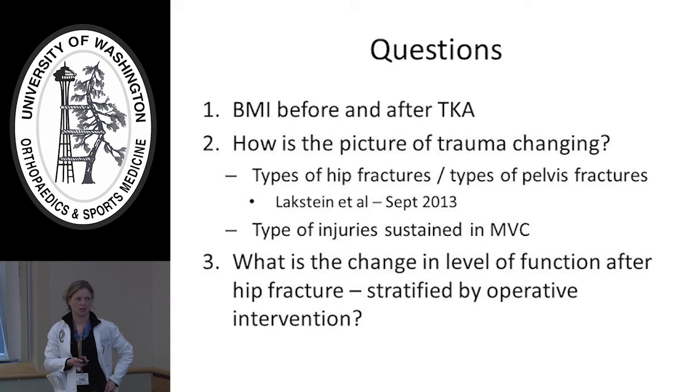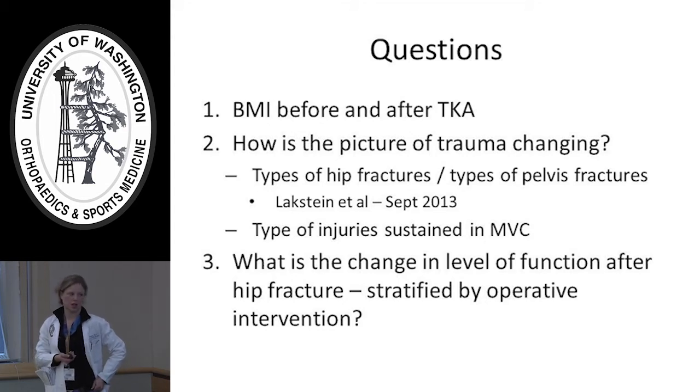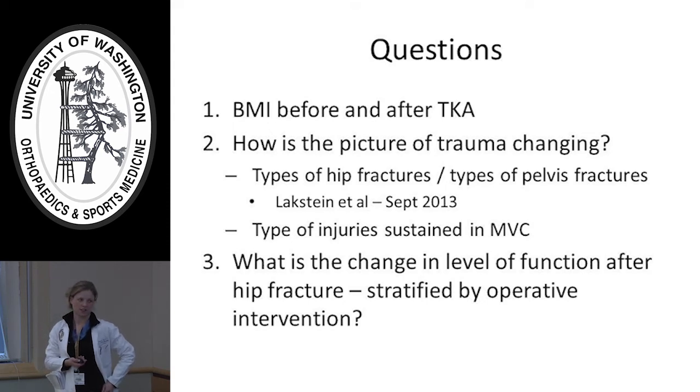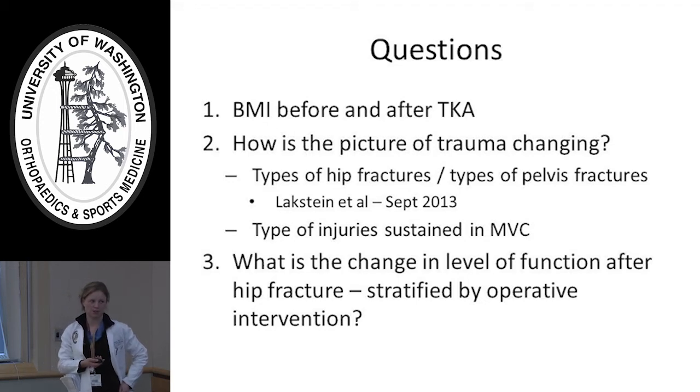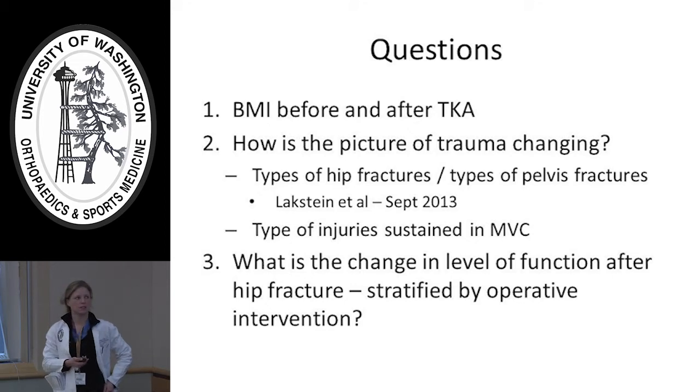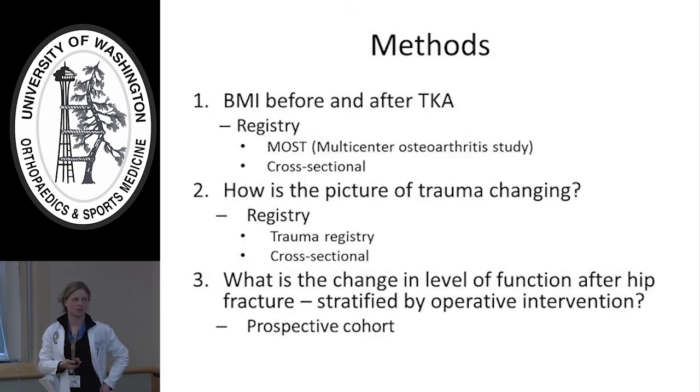I'm sort of thinking about looking at hip fractures and the way that the kinds of hip fractures that we're seeing have been evolving over the last decade or two. Possibly, since that's been studied by other people to some extent, maybe looking at pelvis fractures, so seeing if the kinds of pelvis fractures we're seeing are changing. My last idea is just to, again, use the registry or use some hip fracture data that's already being collected and determine what the change in functional level is before and after surgery for a hip fracture, stratified by the operative intervention that's chosen. So methods I don't exactly have, but of the registries I was looking at for total joints, the one that might still be possible to use is the MOST registry.